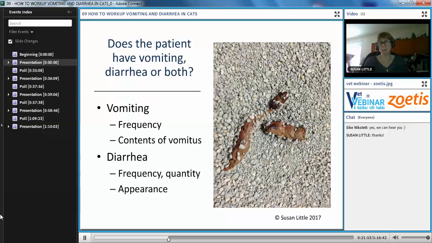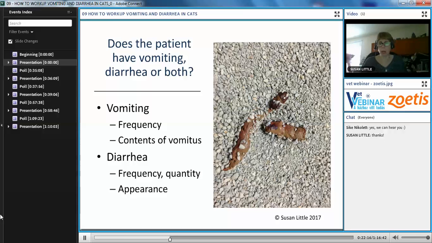So the owner might bring the pet in just for vomiting or just for diarrhea, but we always want to ask, maybe there is some of the other clinical sign going on as well. So is it just vomiting? Is it just diarrhea? Or is there both? So if we just have vomiting, we might only narrow in on causes of chronic vomiting and leave out the causes of chronic diarrhea, although again, there is a lot of overlap.